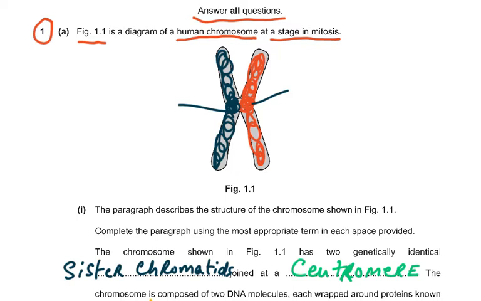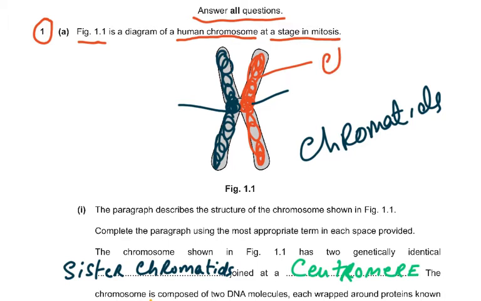So figure 1.1 is a diagram of a human chromosome. As they are now copies, these will be called chromatids. But when they are separated, then if this one is separated, this will be called a chromosome. We usually do not like mixing up these names, but sometimes it's allowed.